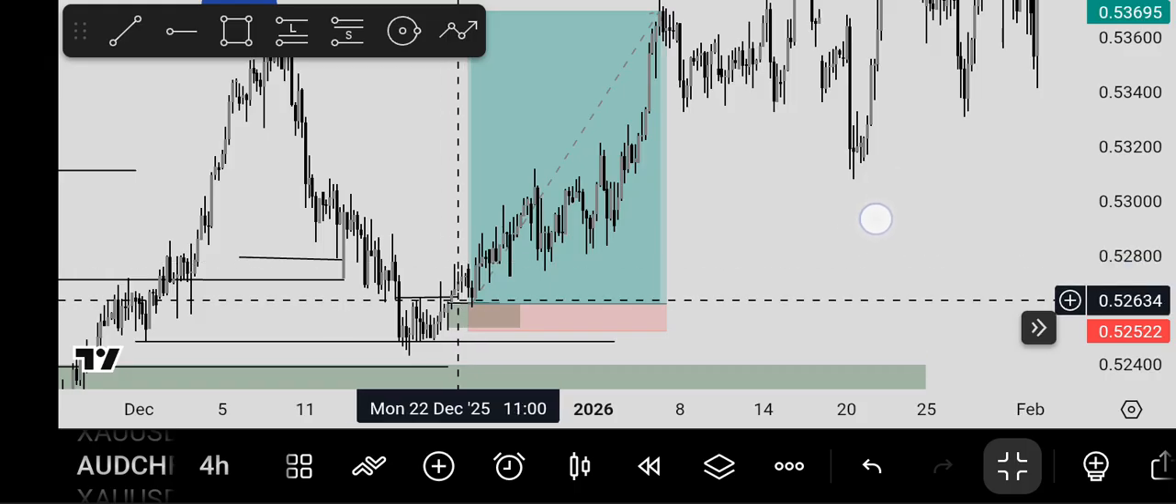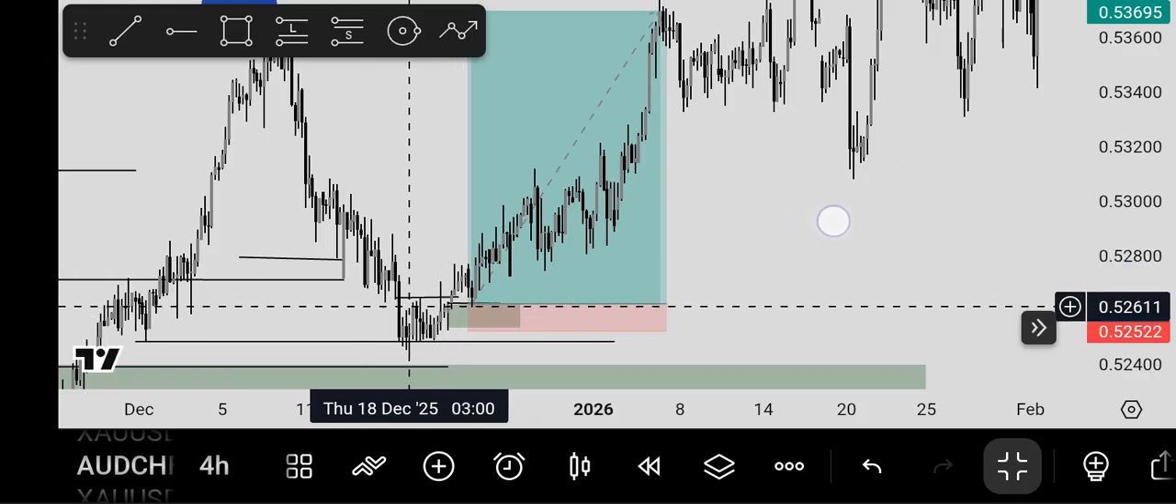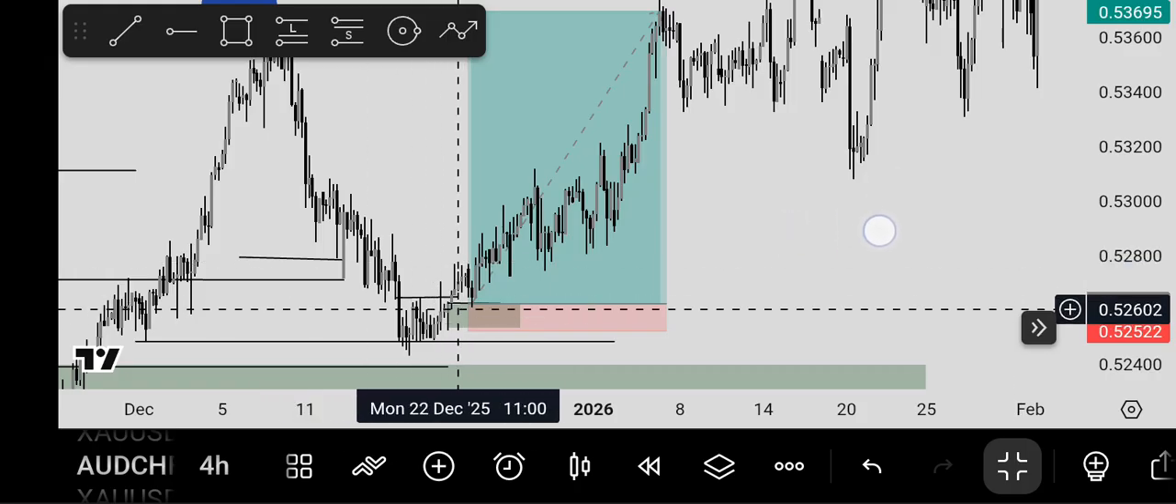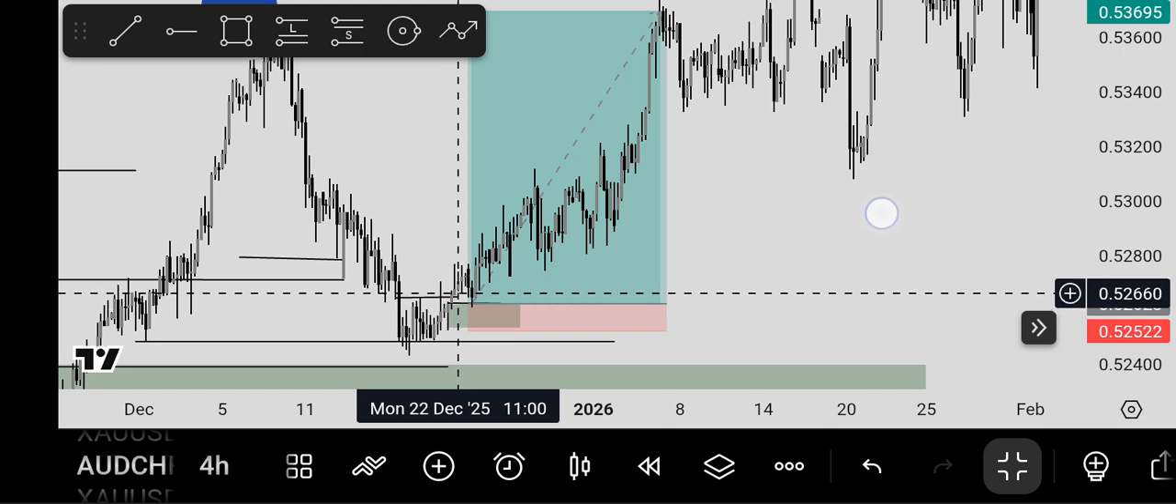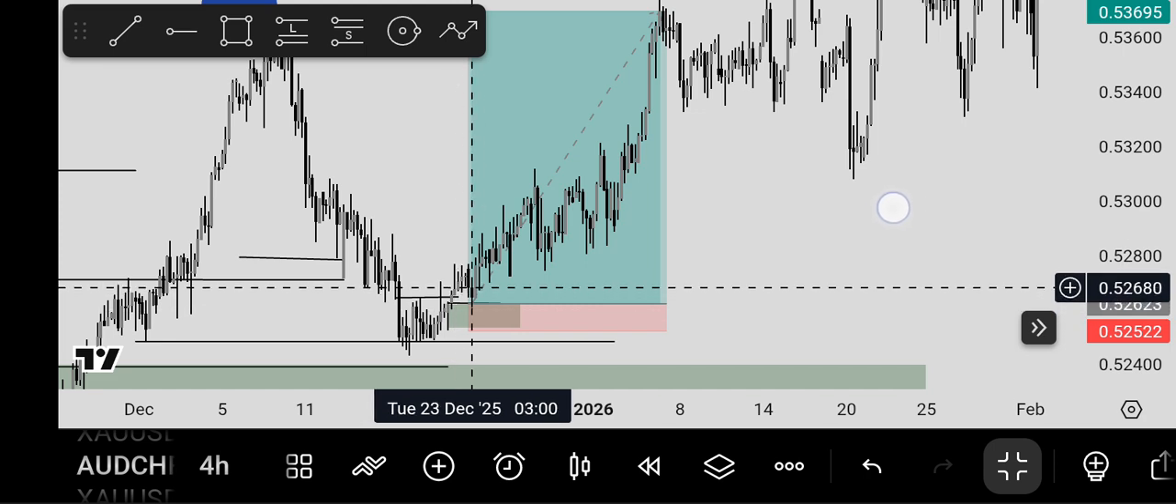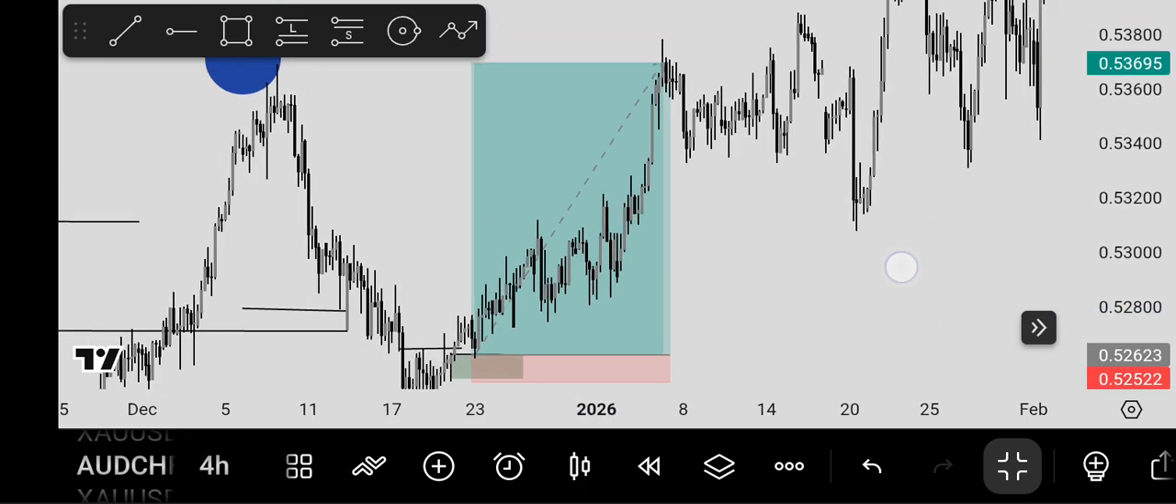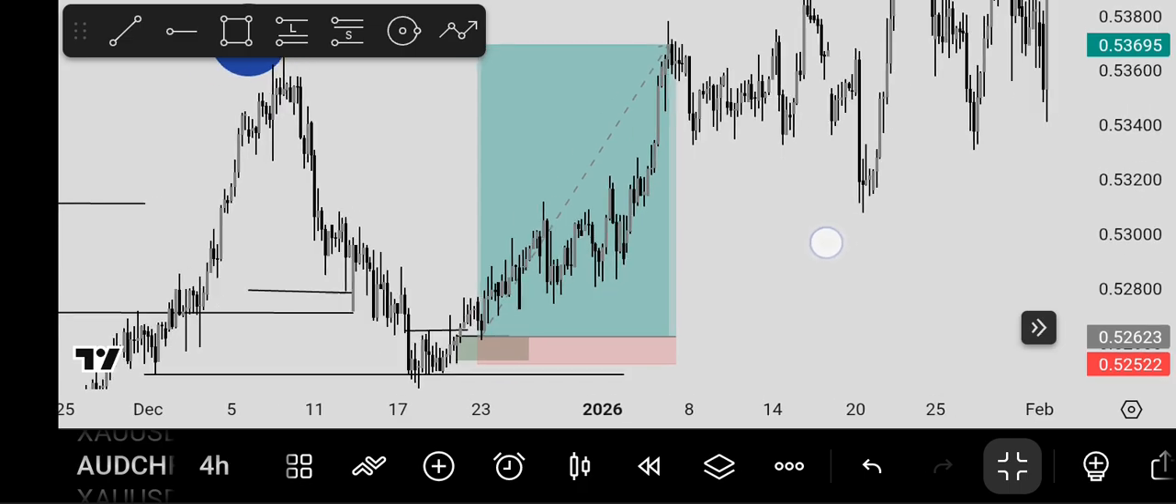Then we had a fair value gap to engulf this level, and that was the break. That was it. That was all we needed to see for us to get in on this trade. And this trade was a beautiful trade. Look at that, a beautiful, beautiful trade to the upside. You could have entered multiple positions here.